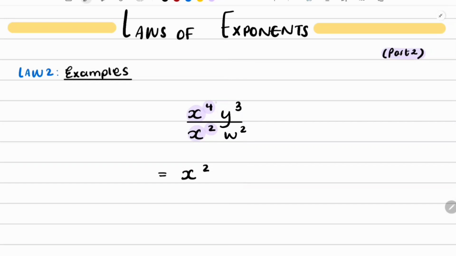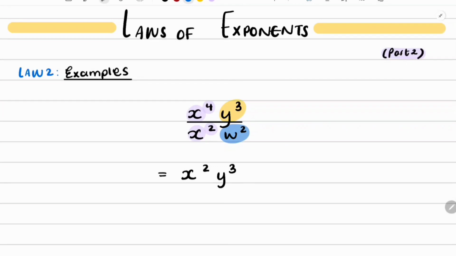Then on the numerator, do you notice you have a y to the power of 3? Is that being divided by anything else? Does it have a like base on the denominator? No, it doesn't. So keep it where you found it if it didn't divide by anything. It will stay on the numerator, it's y to the power of 3. But then now you see that we also have something else here. We have a w to the power of 2.